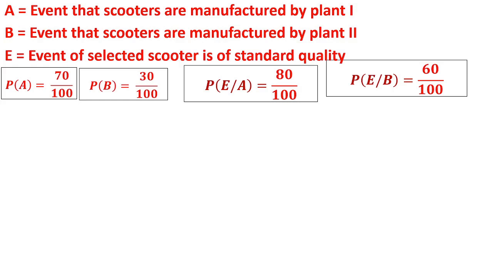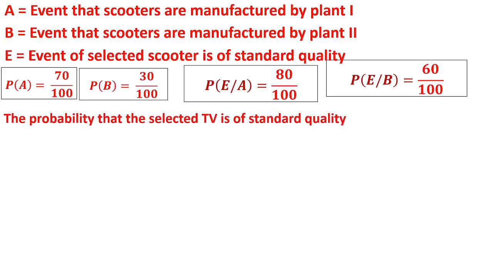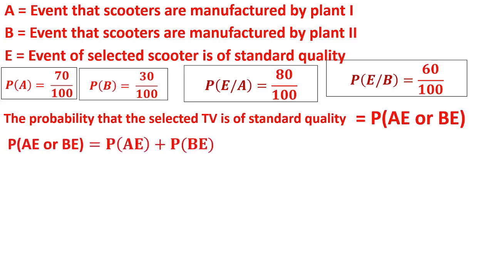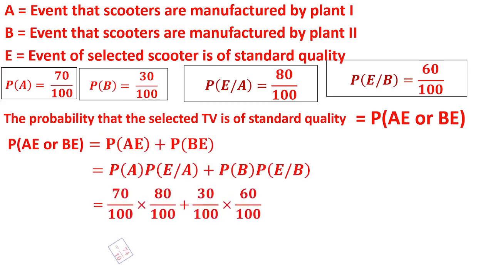Let us now go and try to answer the questions. Question number 1. Probability that selected TV of standard quality is AE or BE. That is, it is manufactured by the first or manufactured by the second. Therefore, the formula making use of total probability is P of A, E slash A, plus P of B, E slash B. Now substitute the values. You will get the answer as 74 by 100.